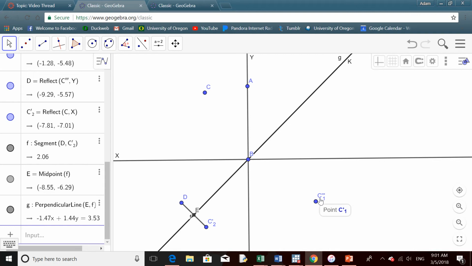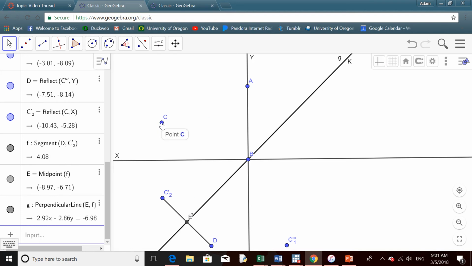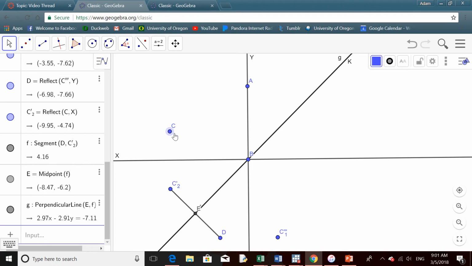This point C triple prime and C prime 1. One is the reflection of C about the line K, and the other one is the transformation of C under the composition of reflections. As you can see, no matter how we move C, they move together, demonstrating that yes, in fact, the line K is the proper equivalence, and that the composition of Y of K of X can be expressed as just the reflection about line K.